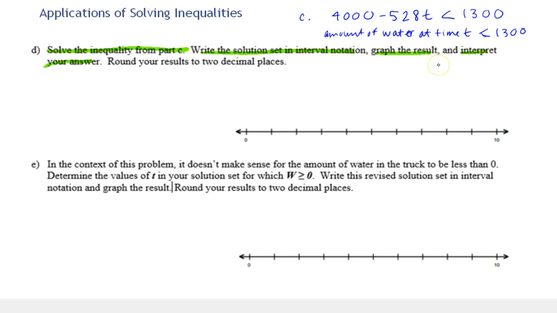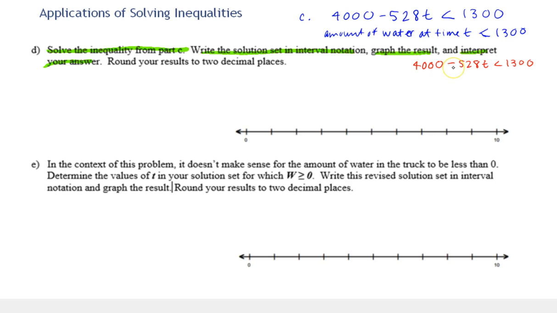We didn't construct it in terms of t. We really constructed it in terms of the context of the problem. We said that we had 4,000 gallons of water, and then we subtracted off 528 gallons per minute times the number of minutes. So that's how we created this inequality. But let's think of how we might think of this in terms of t. If we were going to construct this in terms of the number of minutes, we take t, multiply it by 528, and then subtract that result from 4,000.